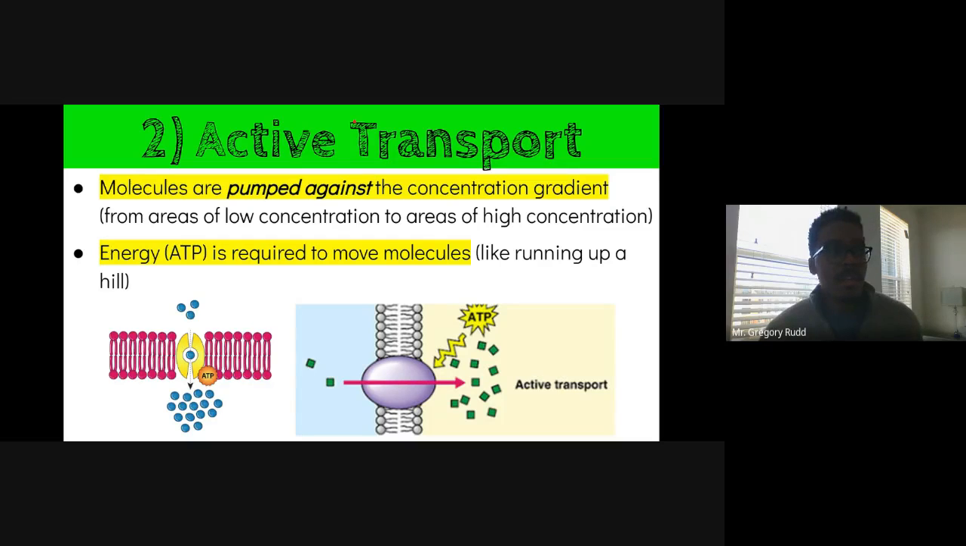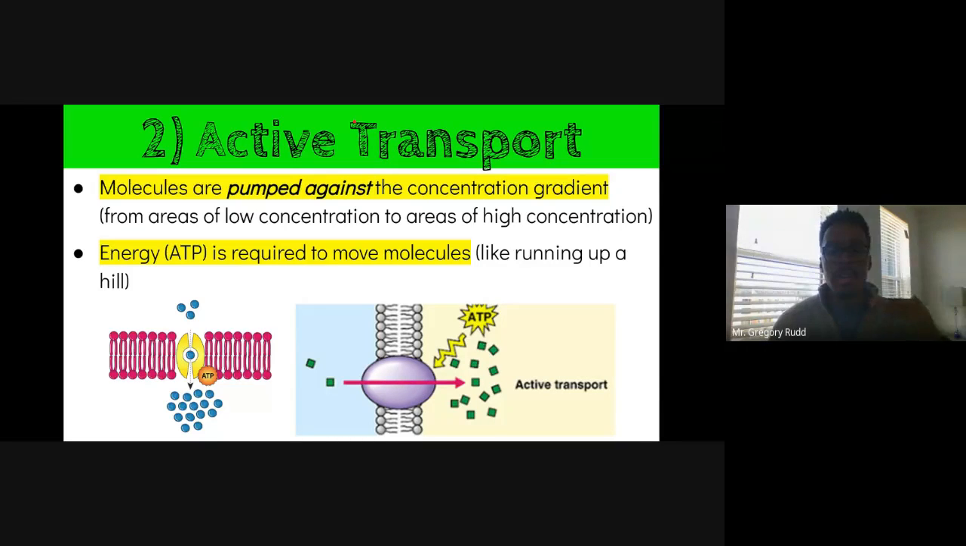Molecules in active transport get pumped against their concentration gradient. So that means being pumped from an area of low concentration to an area of high concentration. And again, concentration, as we talked about yesterday, is just a measure of how much of something there is in a given space, in a given volume. So low concentration means that there's not much of something relative to another region. It's all relative. We're thinking about how one thing compares to another.